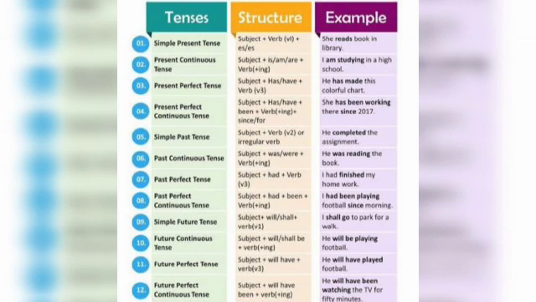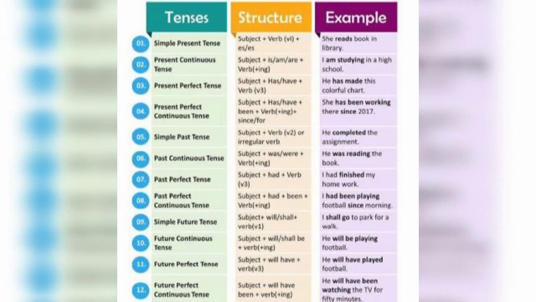Its structure includes subject plus verb first form plus s/es. For example, she reads book in library. The second type is present continuous tense. This tense is used to indicate an action which is still going on. Its structure includes subject plus helping verb, that is, am, is, are, plus verb first form plus ing plus object. For example, I am studying in a high school.